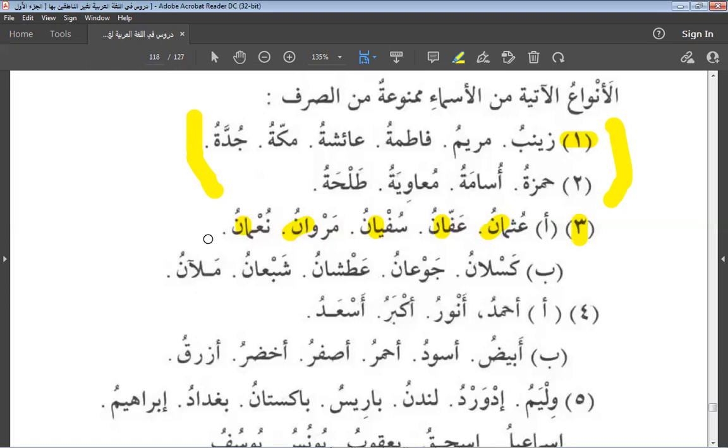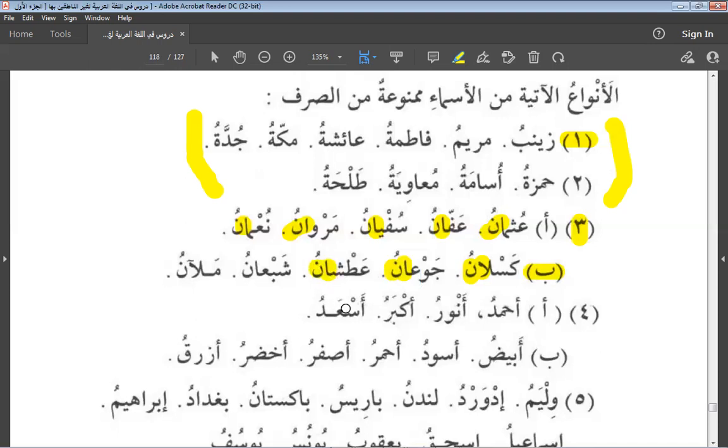And then you have the B: Kaslan, Jaw'an, Atshan, Sha'ban, Mal'an. All these are adjectives. The B here is adjectives that end in alif and nun. Adjectives that end in alif and nun are also mamnu min as-sarf.